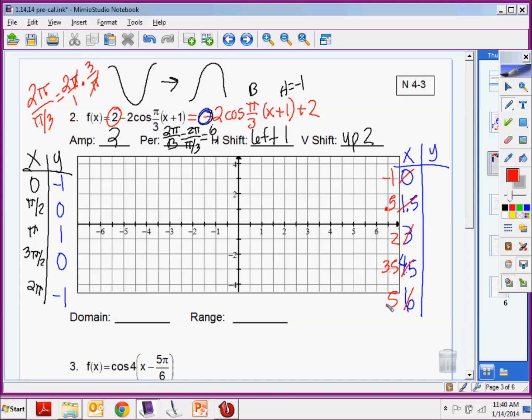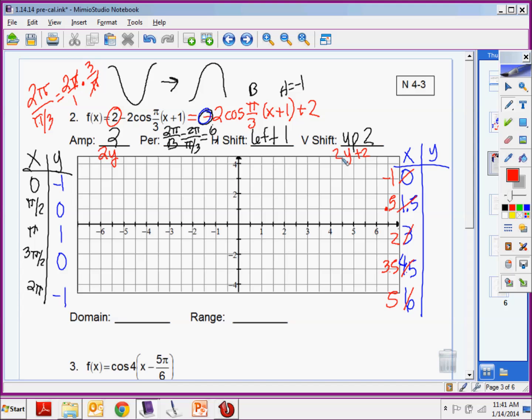Alright? Now, to our y's, what are we doing? Plus 2. And we are doing what? Are we being amplified? Yes, by 2. So to my y's, I need to multiply by 2 and then add. So to every y, I'm going to multiply by 2, and then I'm going to add 2.